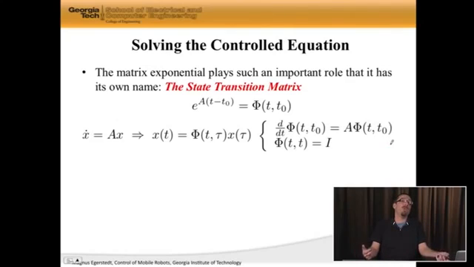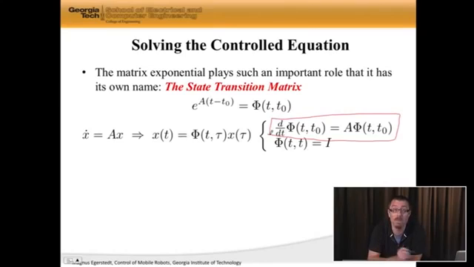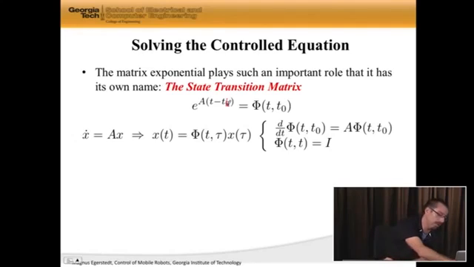And the way you would show that this is the solution is you would use the following two properties. And I encourage you to go home and do this. The first is the thing we just established, which is that the time derivative of Phi is A times Phi. The other is that Phi(t,t) is the identity. Well, for Phi(t,t), I just plug in a t here instead of t naught, so then I get e to the power 0. In the scalar case, that's 1. In the matrix case, that's the identity matrix. So that's the only difference when you go to matrices.